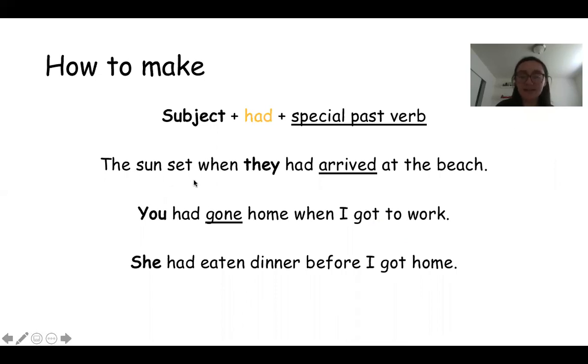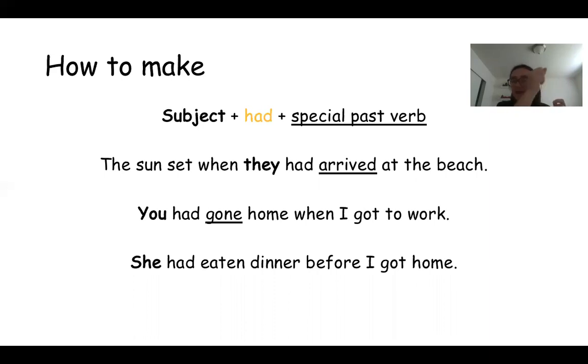The sun set when they had arrived at the beach. So which thing happened first? Well, since it says they had arrived at the beach, we know that because they used they had, that means that they got to the beach when the sun set. So the sun set right here, but they got to the beach before. So they had arrived at the beach when the sun set.